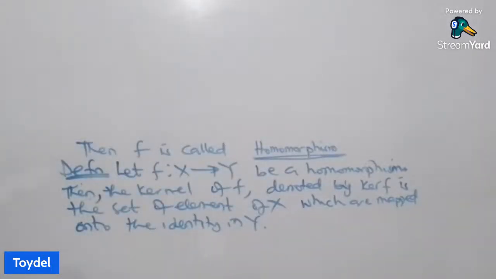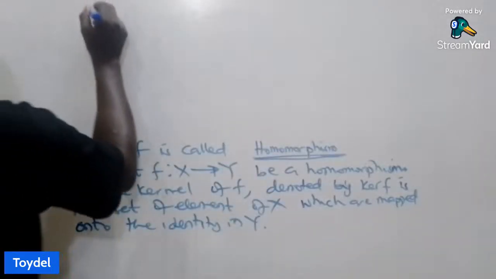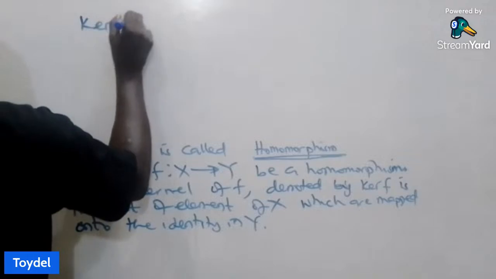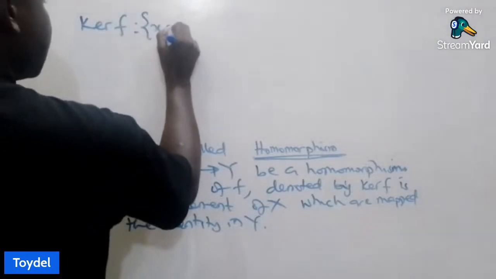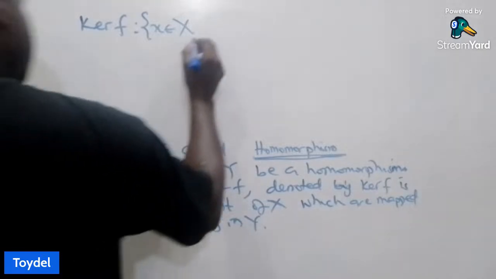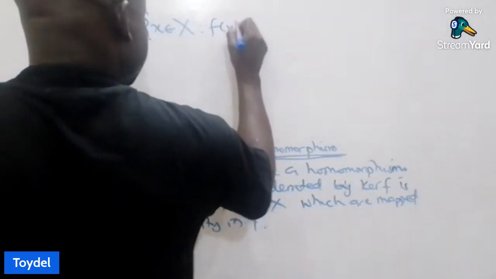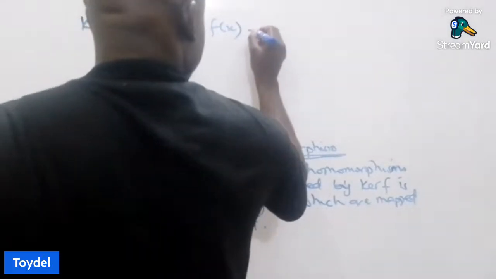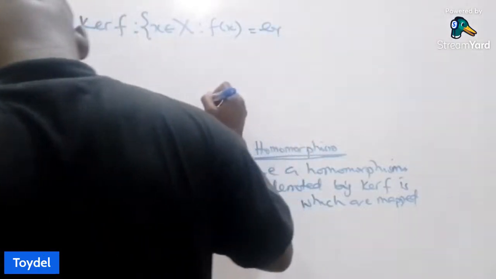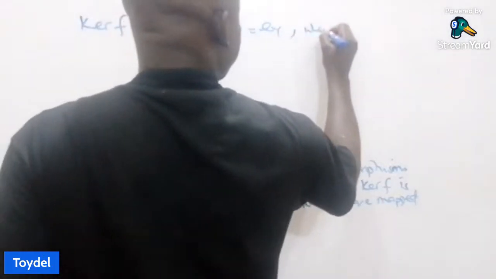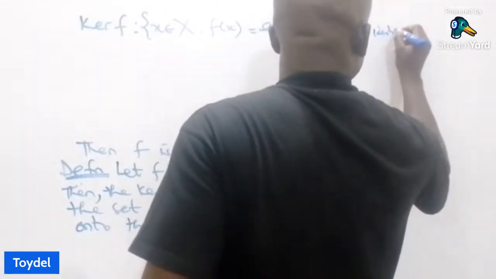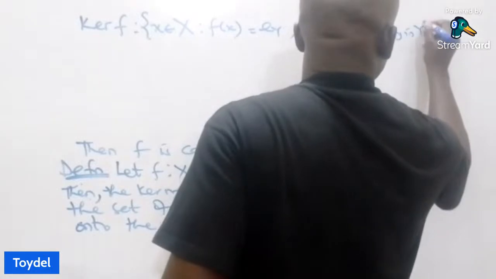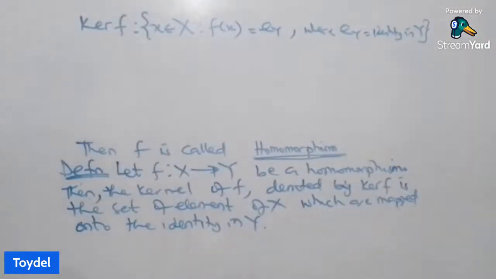So what do I mean by that? Kernel of F, as we have it, is given as the set of X that belongs to capital X, such that F of X, the homomorphism, must give us the identity. That is, where e subscript Y is equal to the identity in Y. So that's that about the kernel.